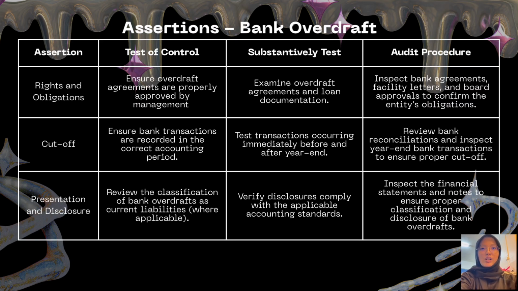For the test of control, the auditor checks whether the management records bank transactions according to the correct accounting period. For the substantive test, the auditor examines transactions occurring immediately before and after the year-end. The audit procedure includes reviewing bank reconciliation and inspecting year-end bank transactions.